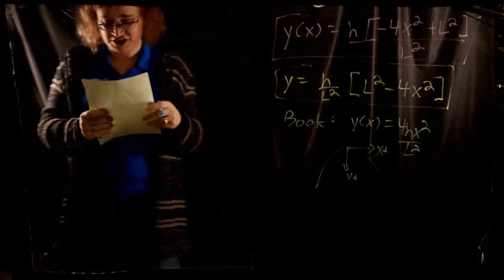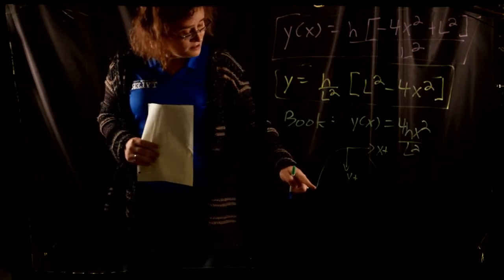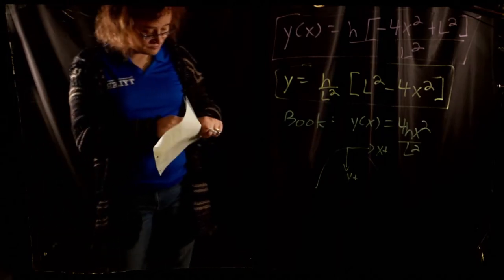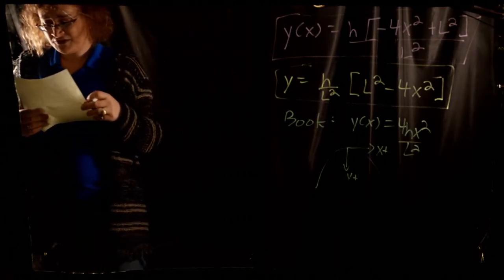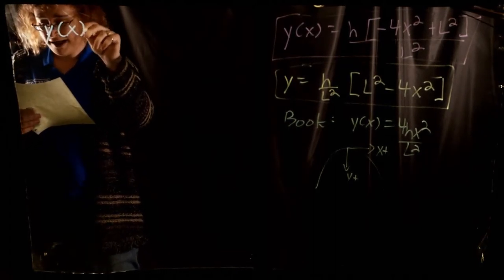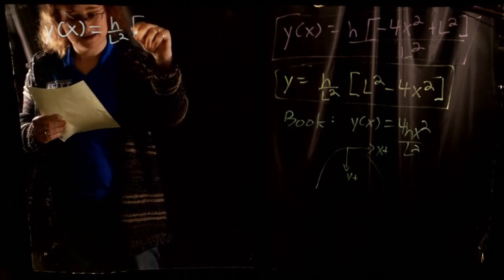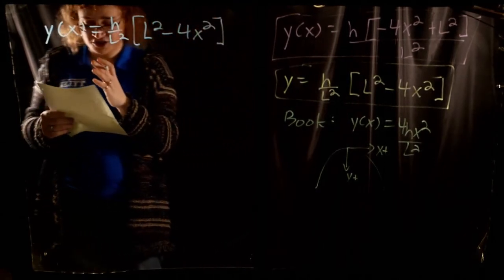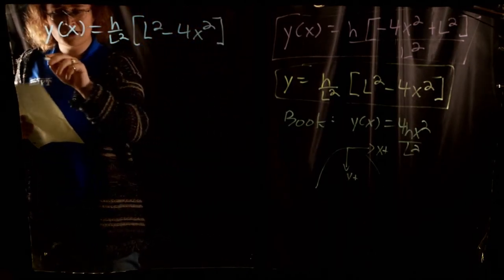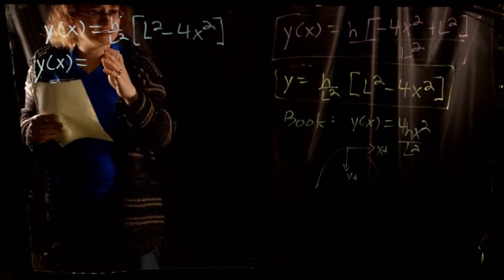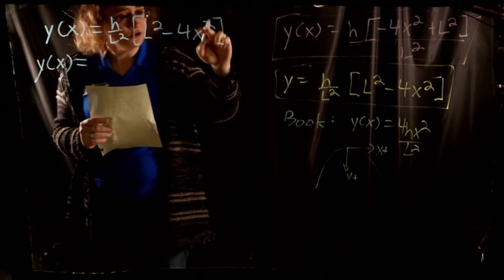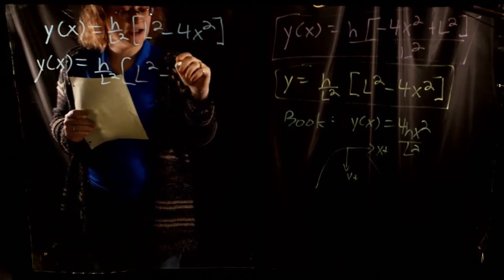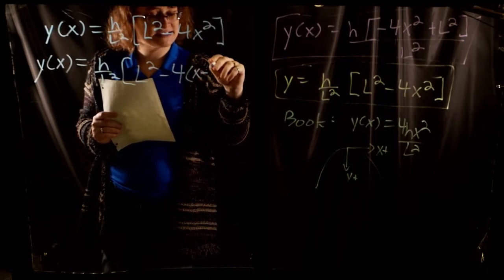If I want to get this equation as a height profile as a function of x, but with the x naught position, or the origin position, down at the left side of the arch, then what I need to do is apply a function transformation. To do that, I would start with my original equation, y of x equals h over l squared times l squared minus 4x squared. And I would transform this by essentially shifting it l over 2 units to the right. If you recall from your pre-cal days, if you want to translate an equation a certain number of units to the right, you replace the x with x minus that translation. So h over l squared times l squared minus 4 times x minus l over 2, squared.